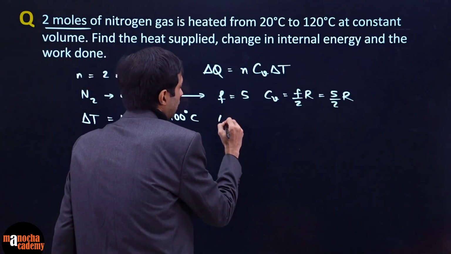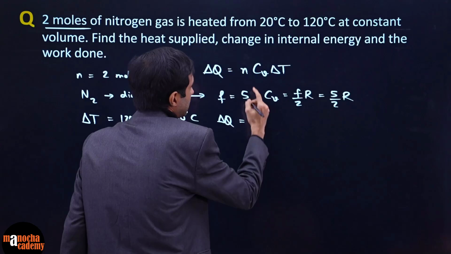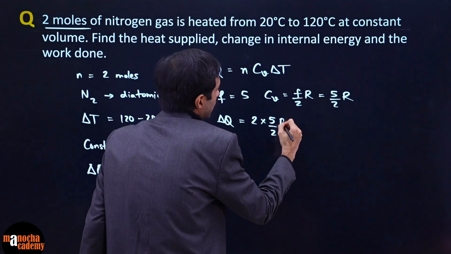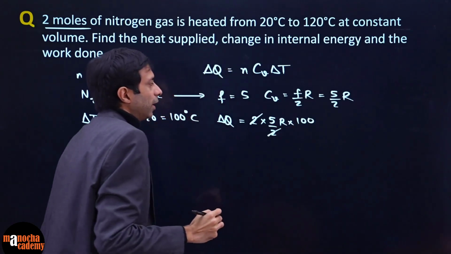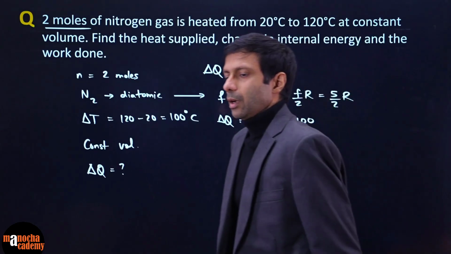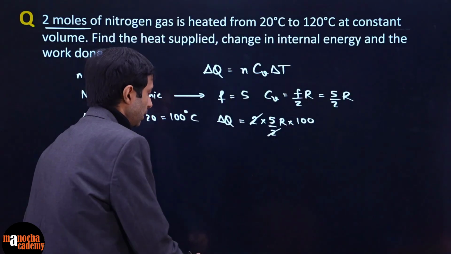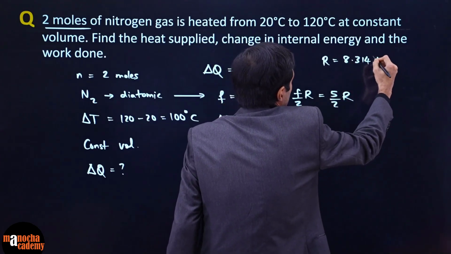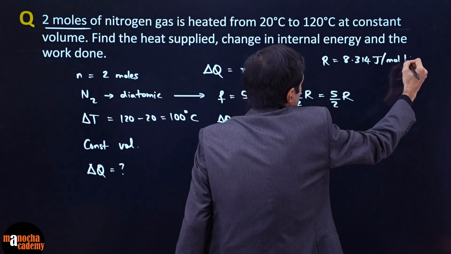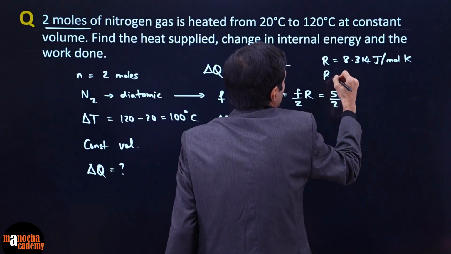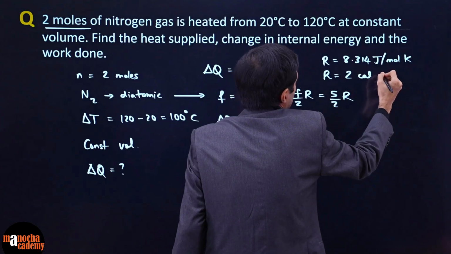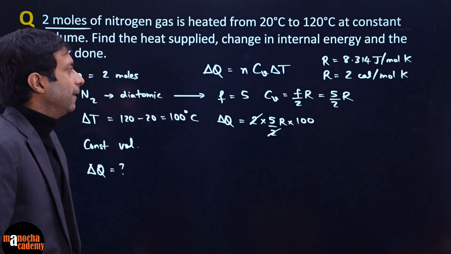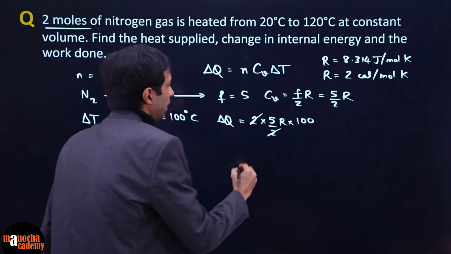It's simple substitution. Delta Q will be nCv delta T. So 2 moles times 5 by 2R times 100. So go ahead and calculate this for me, guys. And what is the value of capital R? The universal gas constant. So capital R is 8.314 joules per mole Kelvin, or you can take it to be in calories, 2 calorie per mole Kelvin. This is also often used because it's a very convenient unit, 2 calories, right? A very convenient number. So we can put that over here.